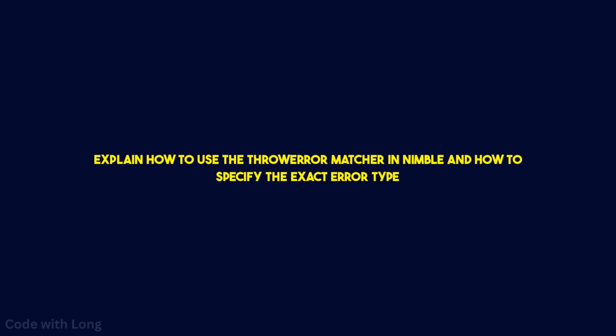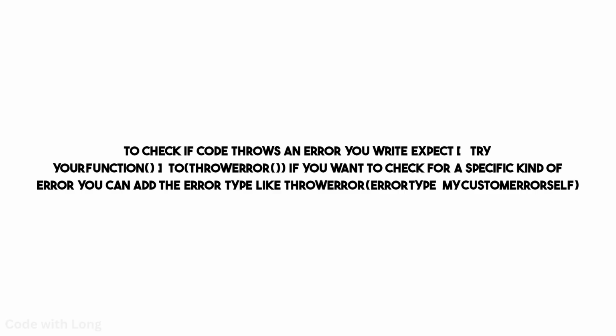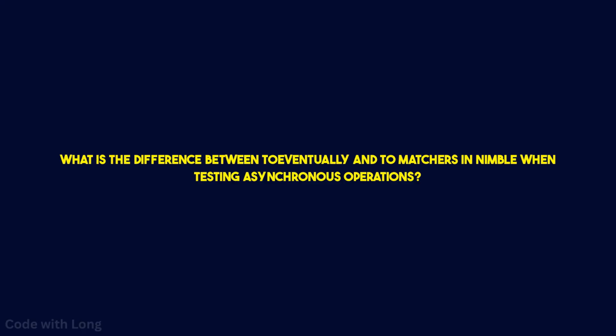Explain how to use the throwError matcher in Nimble, and how to specify the exact error type. To check if code throws an error, you write expect, try your function, .to throwError. If you want to check for a specific kind of error, you can add the error type, like throwError, errorType: MyCustomError.self.